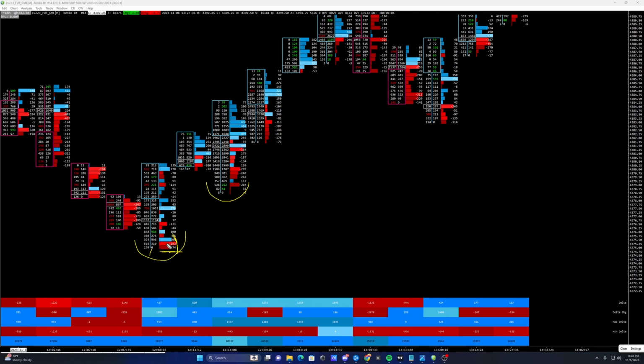What else do we not have to make this a clean low? If we look in the bottom three ticks, right here, we do not have buy side imbalances in the bottom three ticks. So I would not take this as a clean low.